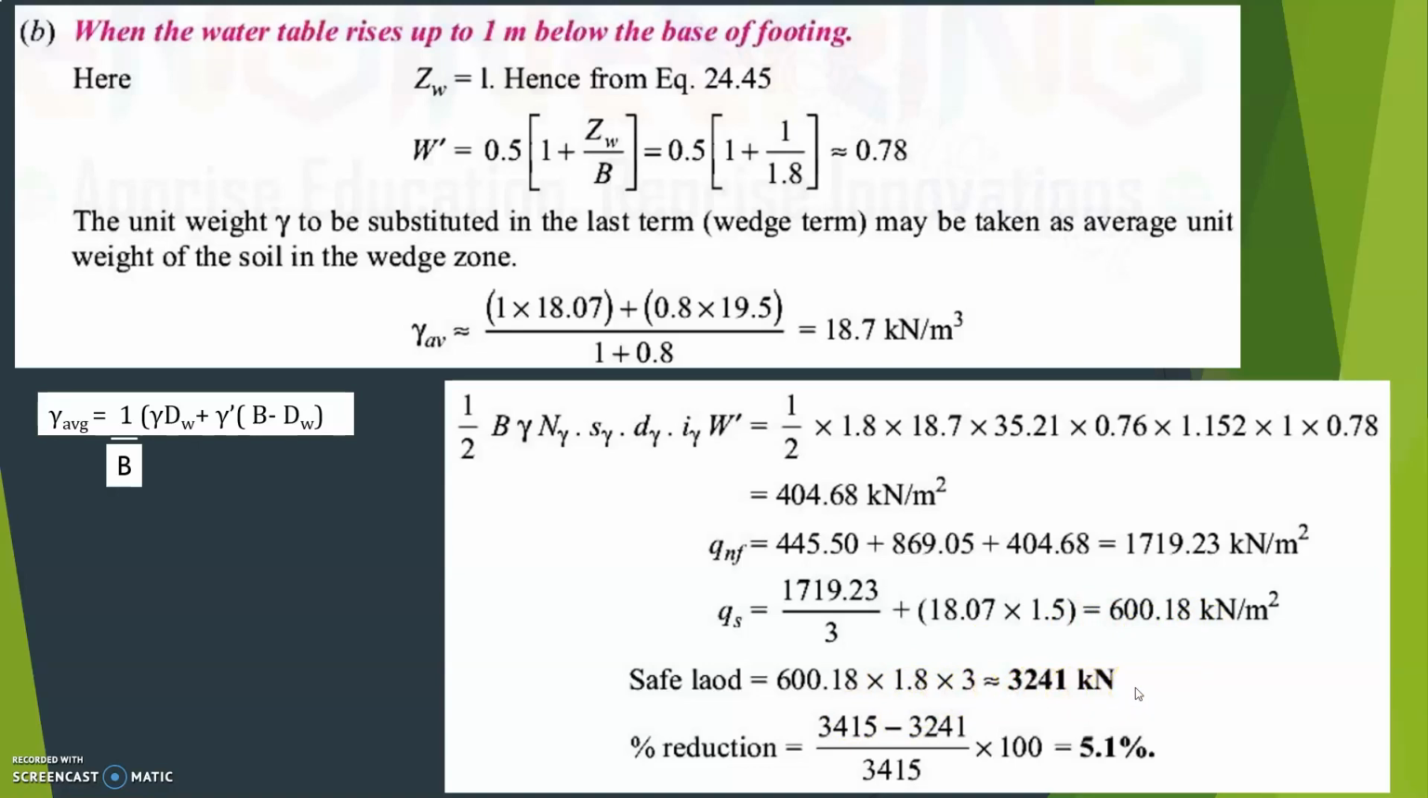Now we have to calculate what is the percent reduction. How to calculate percent reduction? That is equal to initial minus final divided by initial into 100. Initial value is 3415, that is example number 1 value, minus 3241 divided by 3415 into 100, that is equal to 5.1%. Like this you can calculate the percent reduction for the different cases, means if the water table is given at different depths. I hope all of you understood.